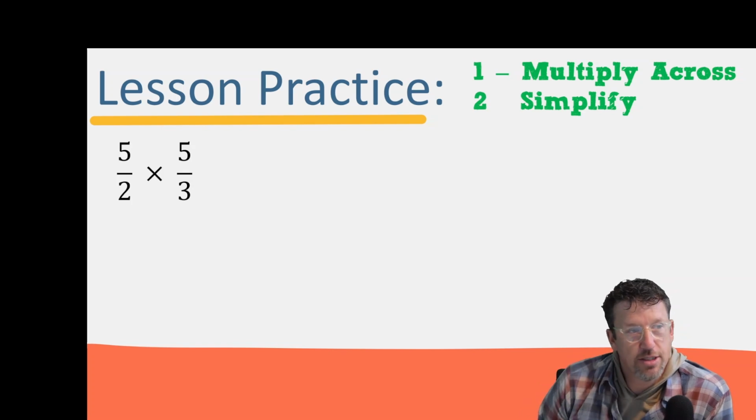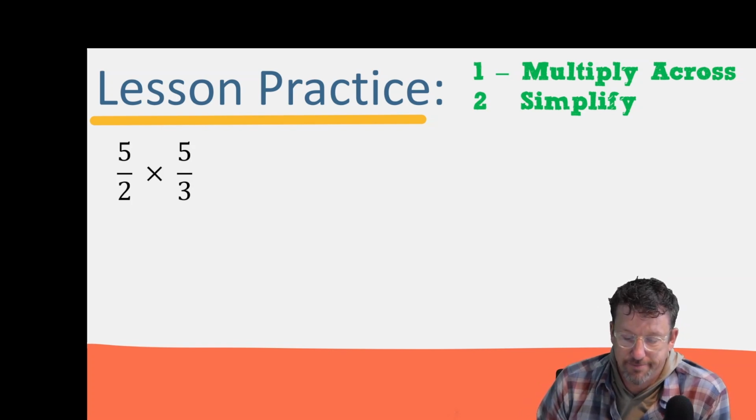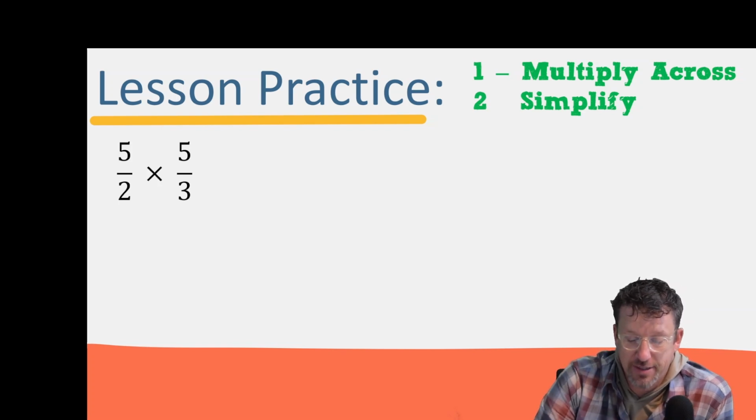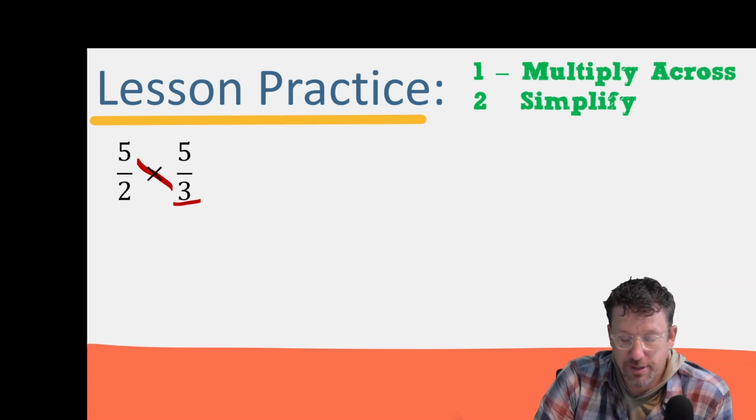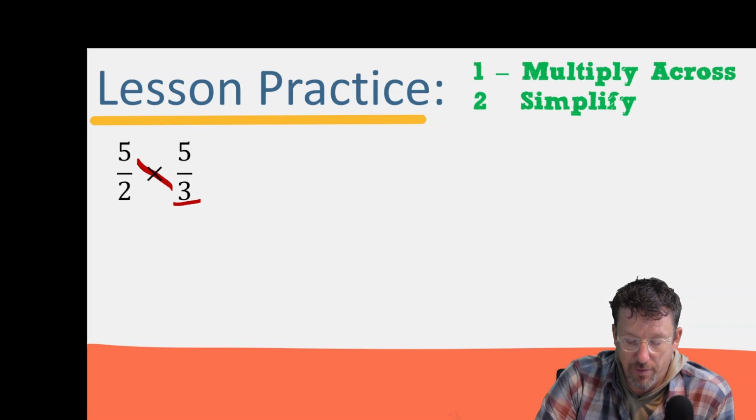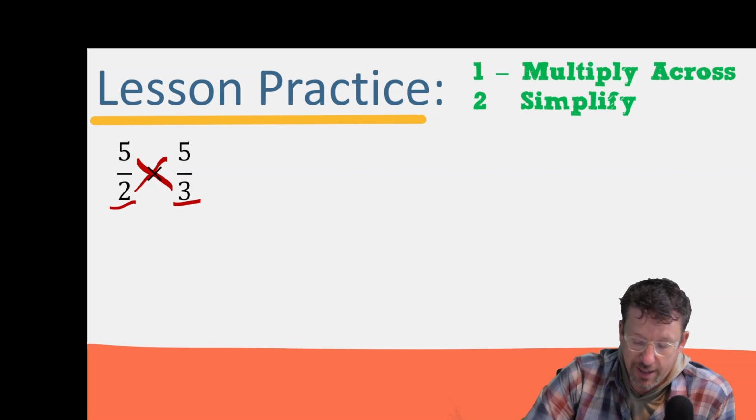All right, so let's take a look at this one. I'm sorry, 5/2 times 5/3. So can we simplify going this way? The smaller number is 3. The only factors of 3 are 1 and 3. It will not go into 5. That will not work. Can we simplify going the other direction? The smallest number is 2. The only factors are 1 and 2. 2 will not go into 5. So we cannot simplify. So we simply now multiply across.